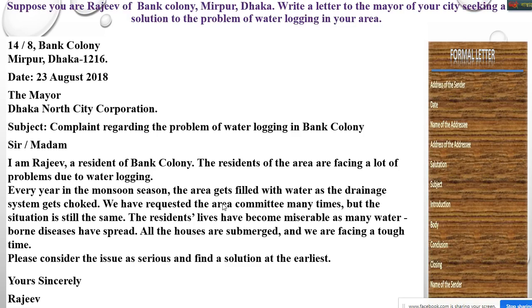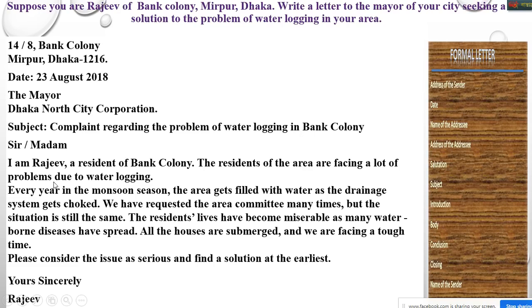You see, the address of the sender is given here, I mean your address. Then the date is mentioned here. And then the name of the addressee: the Mayor, Dhaka North City Corporation. Then we come to the subject: complaint regarding the problem of water logging in Bank Colony.